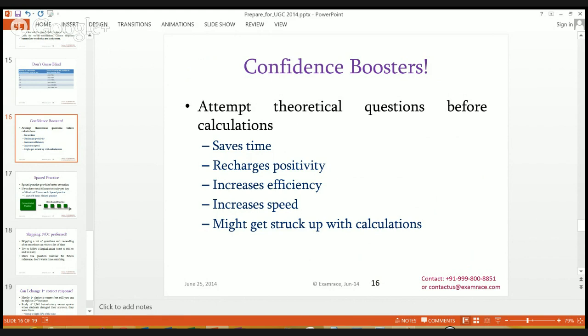When you are leaving any question, make sure that you write down somewhere on the paper the number of questions that you have left. That would save your time when you are flipping back onto the paper.